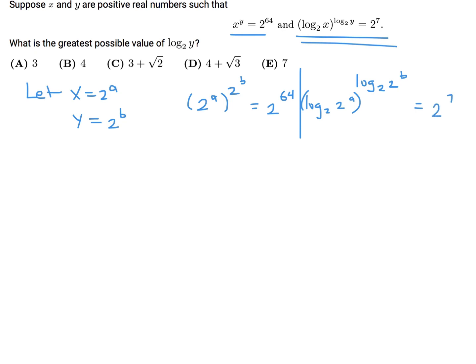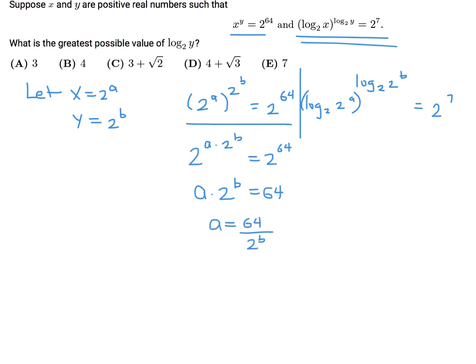Okay, so let's move forward. First, I'll move forward with this here. This can be combined: a times 2 to the power of b, and that is 2 to the power of 64. So the bases are equal, so that means the exponents are equal. So that means that a times 2 to the power of b is equal to 64. And therefore a is equal to 64 over 2 to the power of b. And I think that's about as far as I can go there. Now let's concentrate on this one over here.